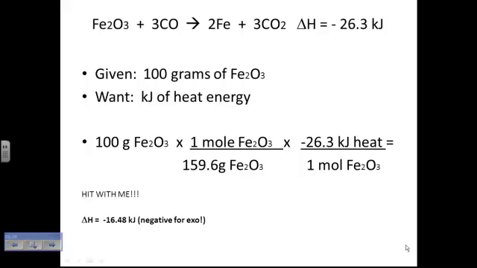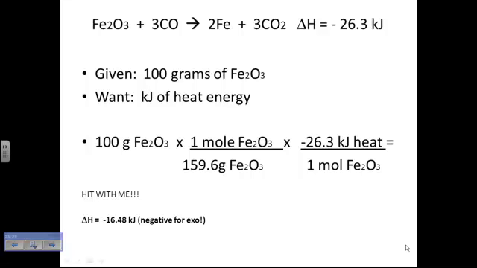Step 2, the heart of our problem, the want over given ratio. We want kJs. From the balanced equation, at the end of your sentence, it says negative 26.3 kJs of heat. The coefficient for the reactant, iron 3 oxide, is a 1. The want over given ratio: I want kJs, negative 26.3. Given iron oxide, its coefficient of 1.